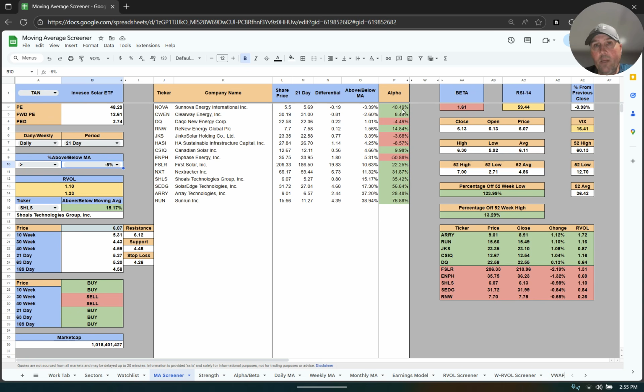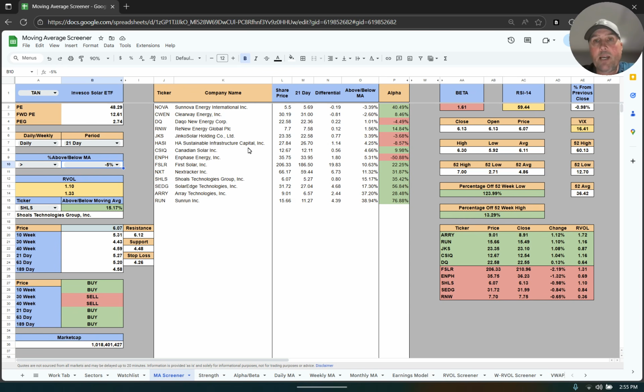And then over here we have alpha. What we're looking at here is the stock against a risk-free interest rate for the last 6 months. So with this one right here, DQ, we would have been better off having a risk-free interest rate than investing in this, because we have underperformance. However, with Nova, we would have been better off owning this for the last 6 months because we would have had massive outperformance from a risk-free interest rate.